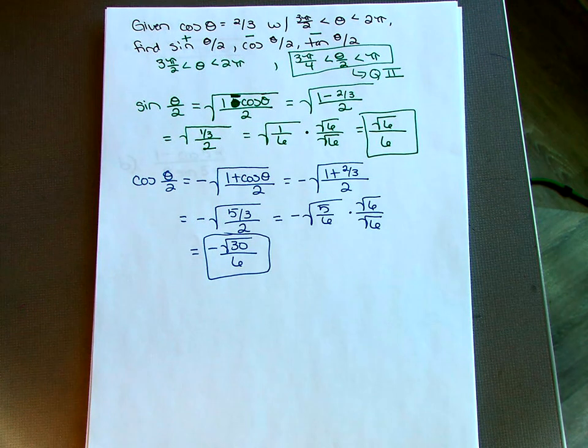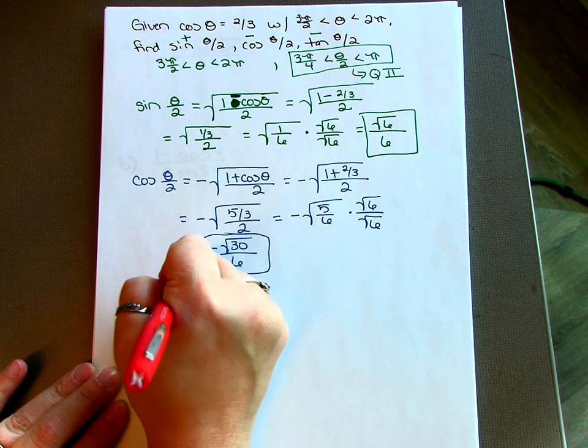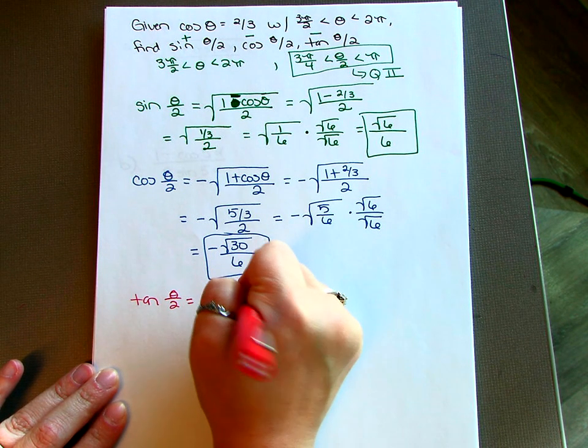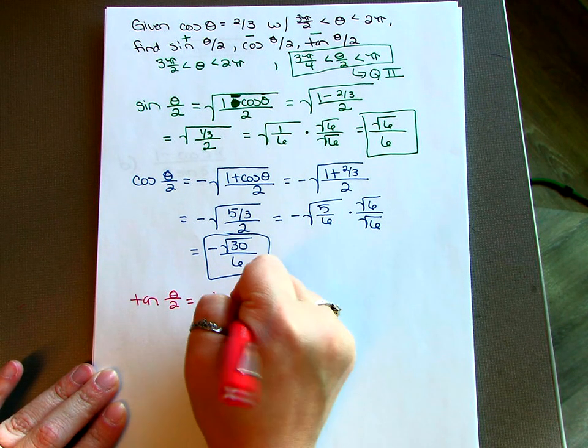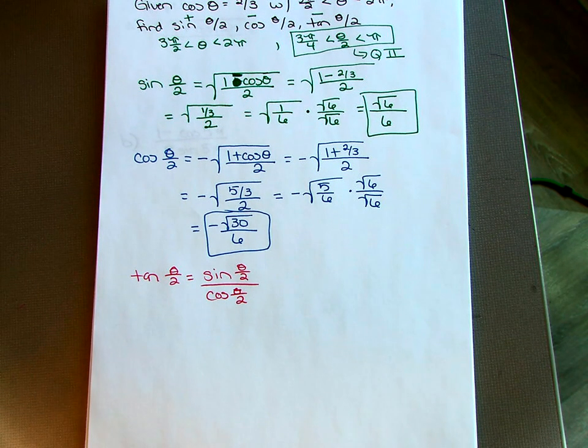And so the way I went about it in my notes was I just noted that tangent of theta over 2 is the same thing as sine theta over 2 over cosine theta over 2. And since we just figured out what all those are, we can plug them in and we can simplify it from there.